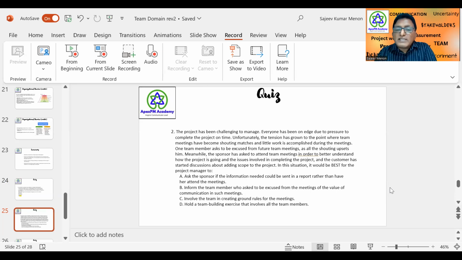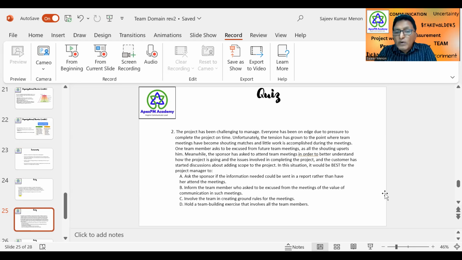So this question is talking about a meeting in general, which is very disorderly and there is a lot of noise and shouting. So what is the cause? What is the root cause? Is it A? Can you stop that by sending the sponsor an email rather than having them attend the meeting? No. So A is ruled out. So informing the team member about the value of such meetings, can it help? B is also not a good choice.